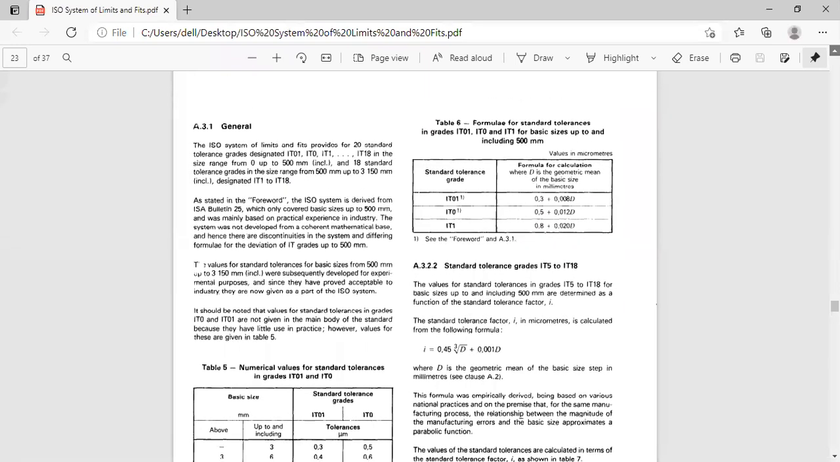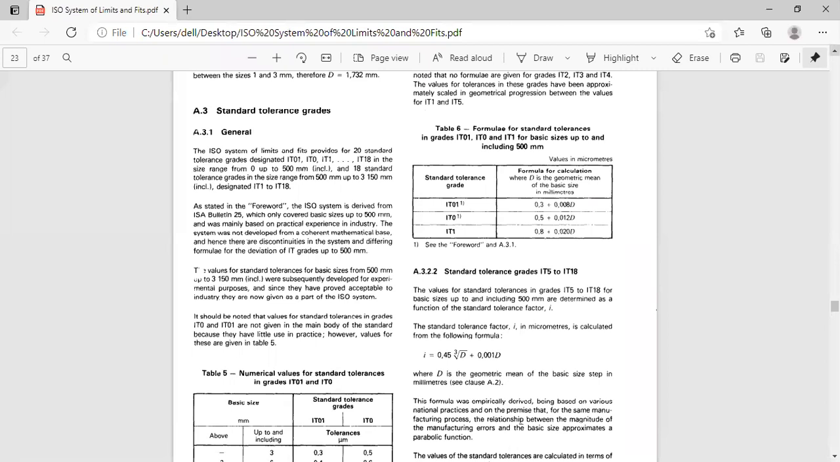And this table 6 is the formula for standard tolerances from IT01, IT0 and from IT1 for basic sizes. So he has given this, actually you have to take this exact formula for IT0 and IT01. Suppose IT0 is there, you have to take the value as 0.5 plus 0.012 D. This is 12 microns. Actually, 0.012 is known as 12 microns. 12 by 1000.